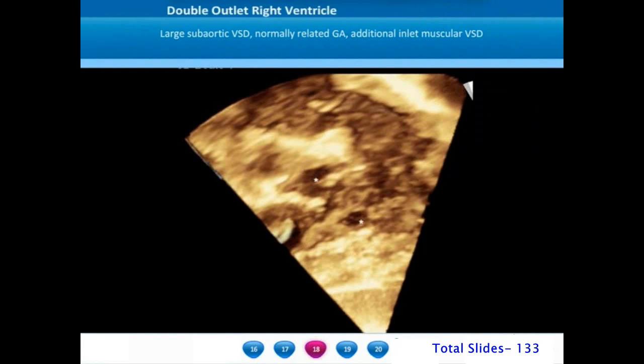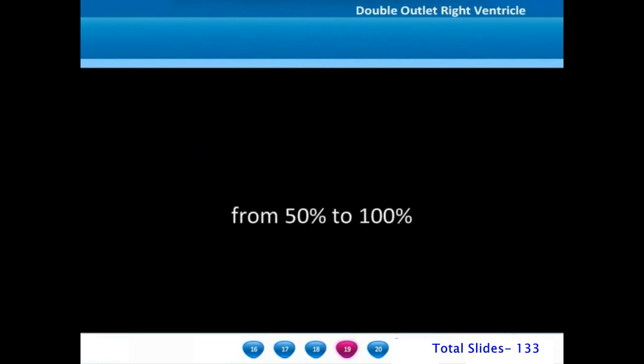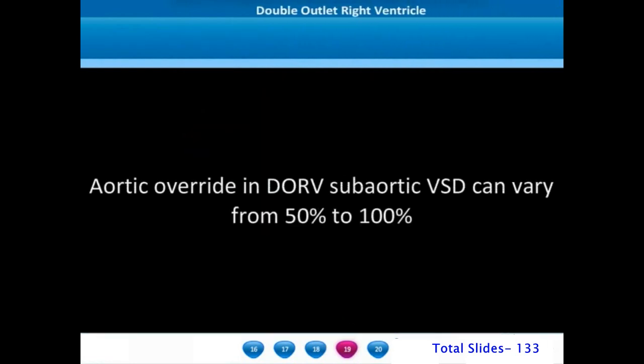On the still frame, the two stars show the subaortic ventricular septal defect and the inlet muscular ventricular septal defect. This is the RV septal surface seen en face on three-dimensional echocardiogram. The aortic override in patients with double outlet right ventricle and subaortic VSD can vary from 50% to almost 100%.